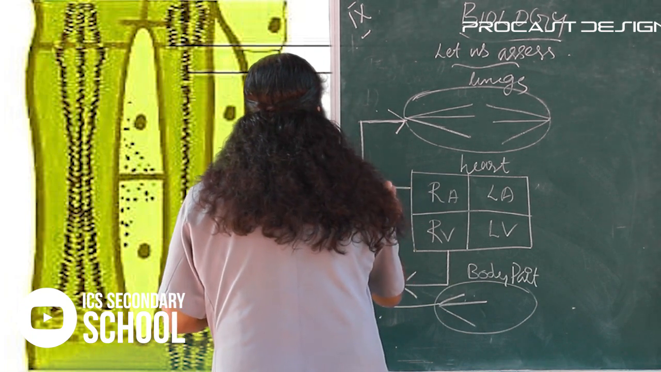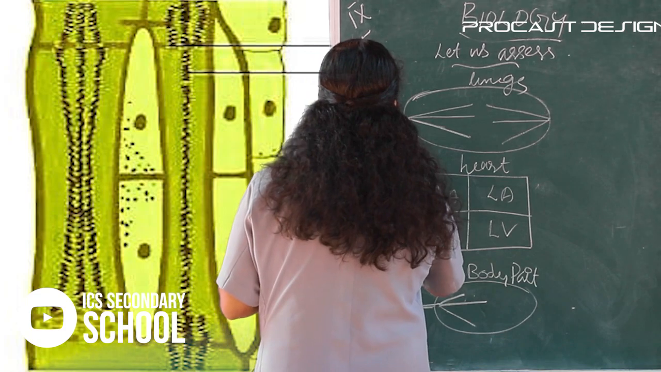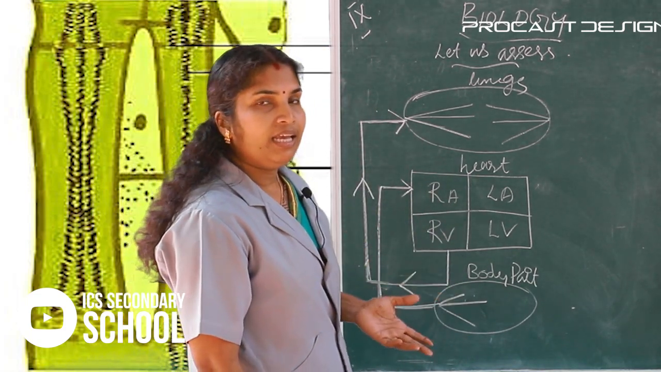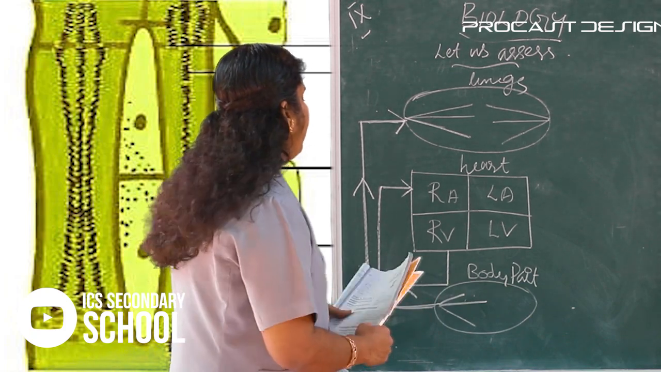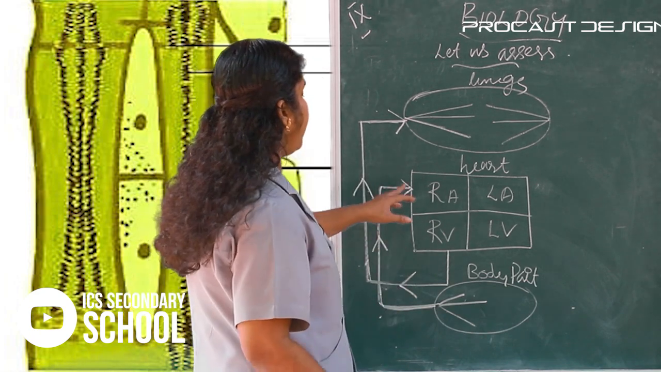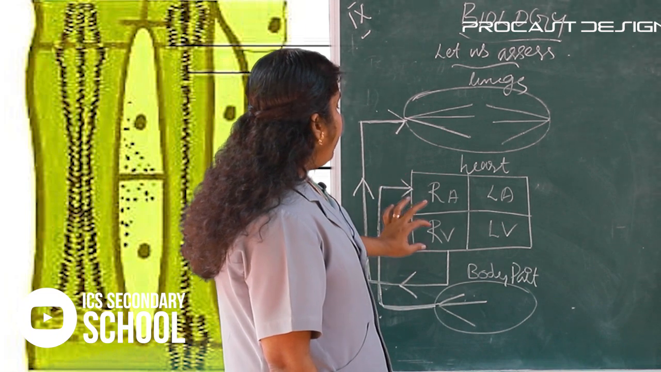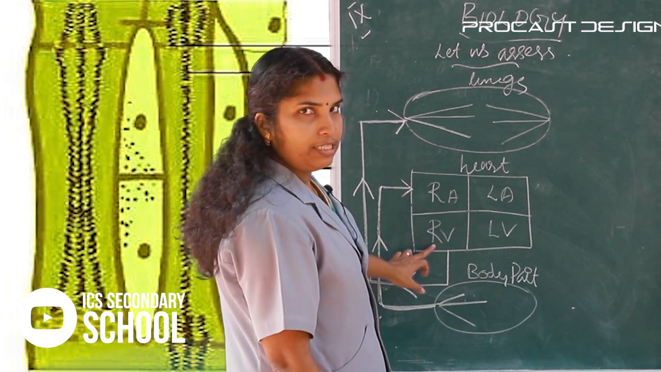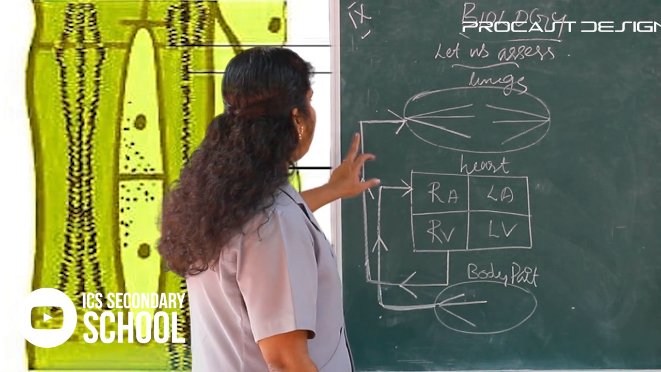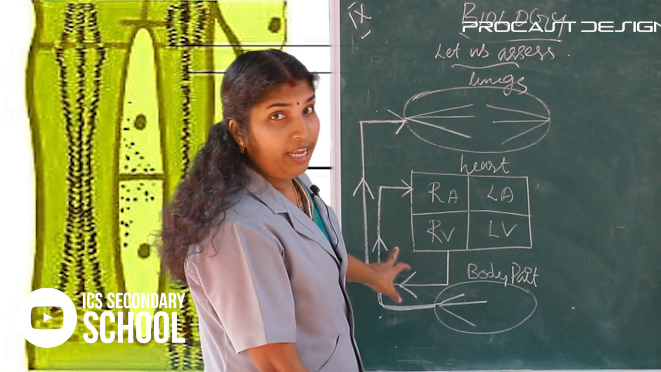From the different parts of our body, blood vessels enter the right atrium, through the inferior vena cava and superior vena cava. Then the blood is transferred to the right ventricle. From this right ventricle, blood is conducted to the lungs through the pulmonary artery.